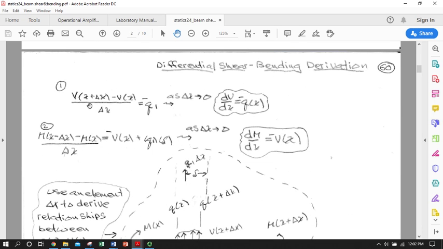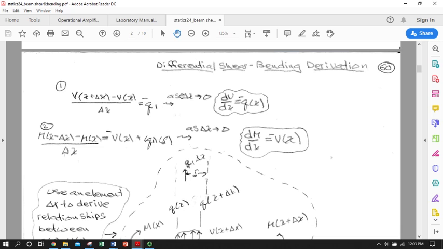You can take the sum of the forces in the y and do a little rearranging, a little algebra on it, and get this expression. You can get v at x plus delta x minus v at x over delta x equals negative q1. This should look real familiar to anyone who's taken differential calculus. This is effectively the definition of the derivative of v with respect to x. So dv dx equals negative q1.